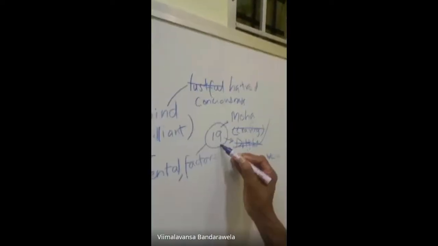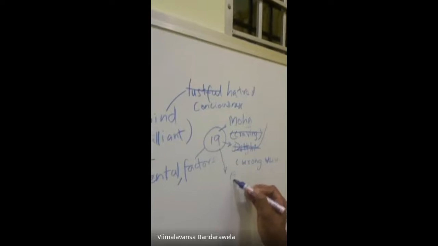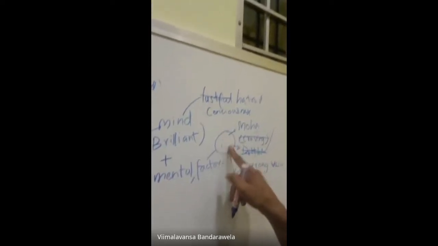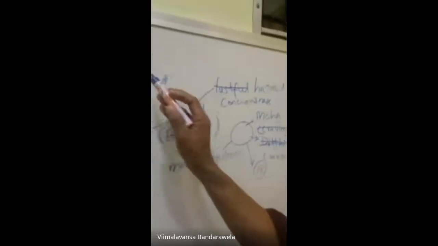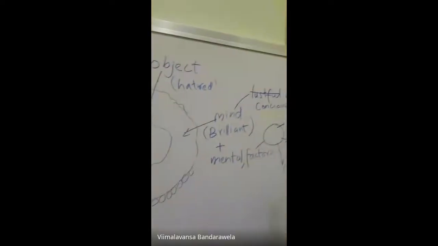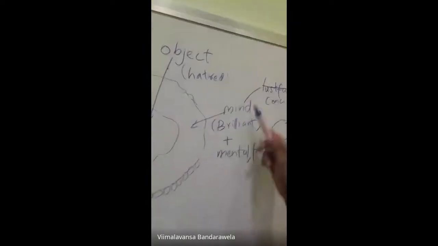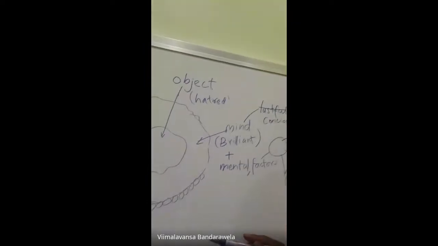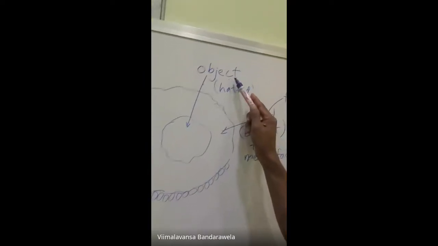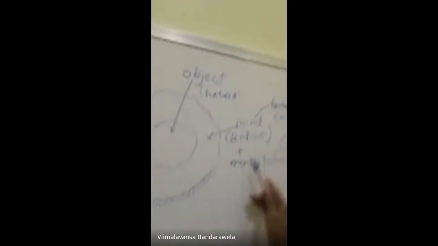Moha, and you have other 18 chetasika, right? 18, not 19. 18 chetasika you have in hatred object, right? In that way, you want to know for the whole consciousness. Here we are studying 89 consciousnesses. So each and every consciousness you want to have object, and around object you have mind plus mental factors, right?